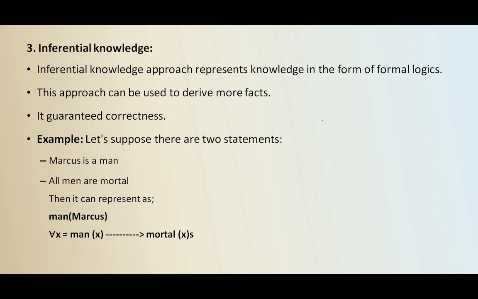Let us suppose we have "Marcus is a man, all men are mortal", and this sentence can be represented as for all x, man(x) implies mortal(x). In the same manner, I want to describe one more thing, that is P implies Q. This is also one of the inference rules, the first inference rule. Based on that, we can derive some more rules. The first inference rule says P implies Q is represented as negation P or Q. Using this, we can deduce some more facts or some more inference rules.